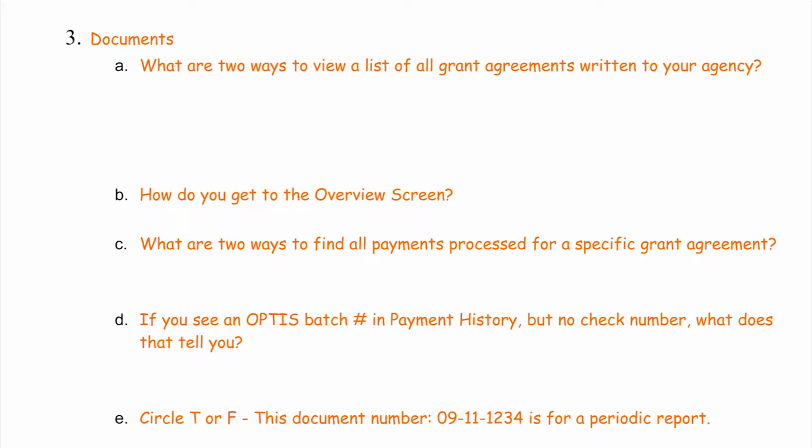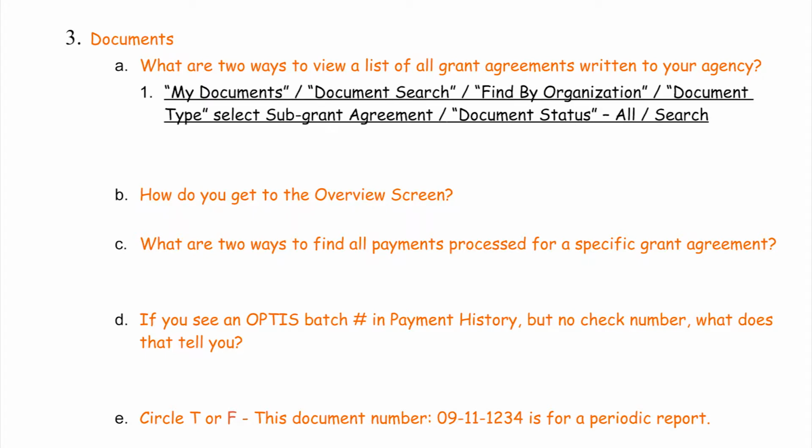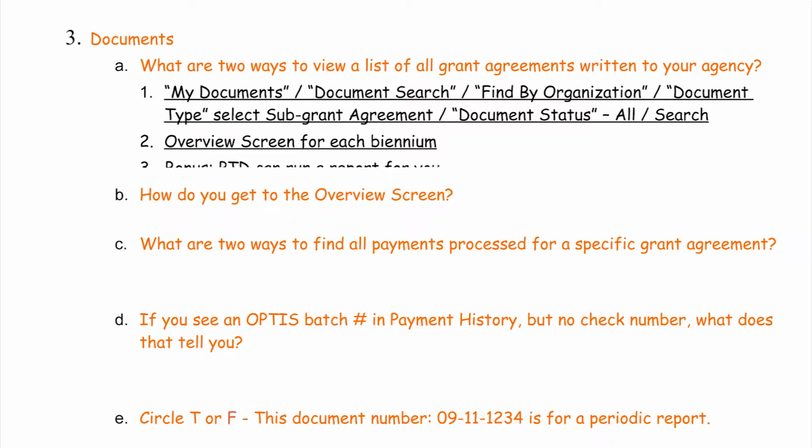What are 2 ways to view a list of all grant agreements written to your agency? What's one way? Document search, go to all sub-grant agreements. Right, exactly. Or you can go to the overview screen. That would only show you one biennium's worth, but that still is a good place to look. We can also, this is a bonus, run a report for you if you'd like that shows you all that.